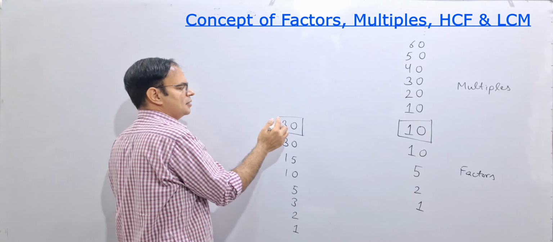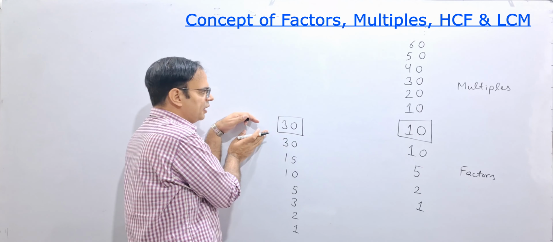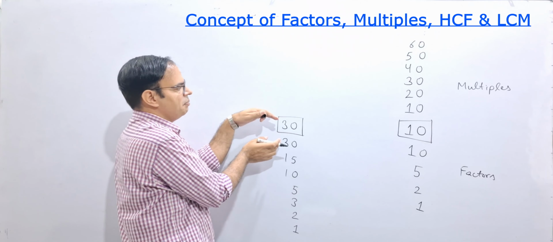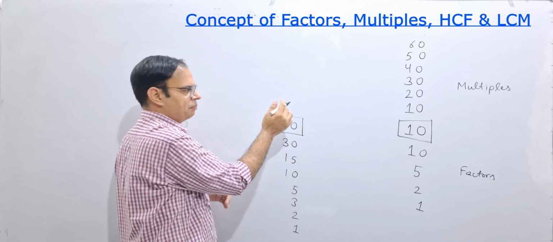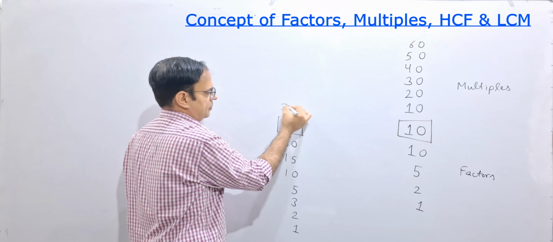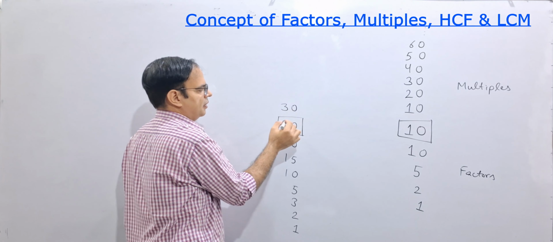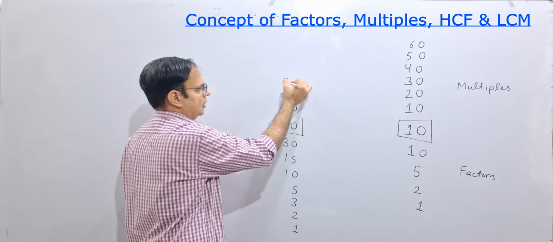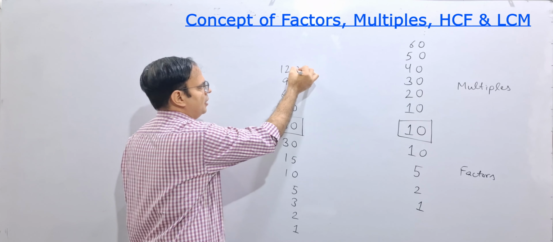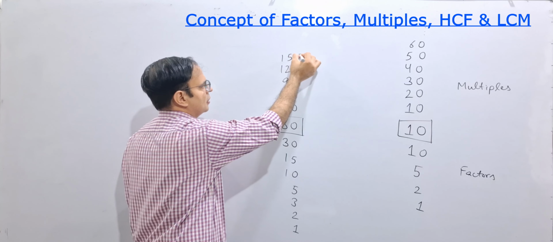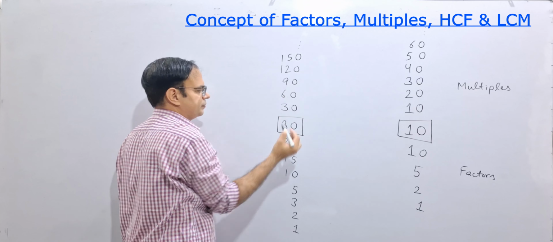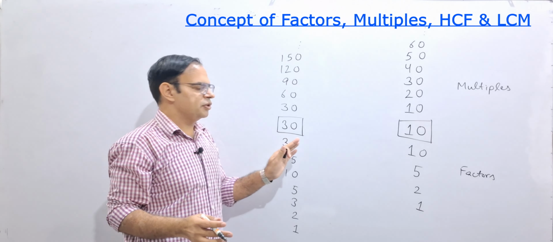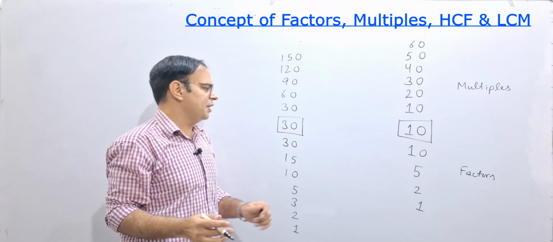And multiples are those numbers equal to or greater than the given number which can be perfectly divided by it. 30 is the lowest multiple. Then we have 60, 90, 120, 150 and so on. Now you have understood the concept of factors and multiples.